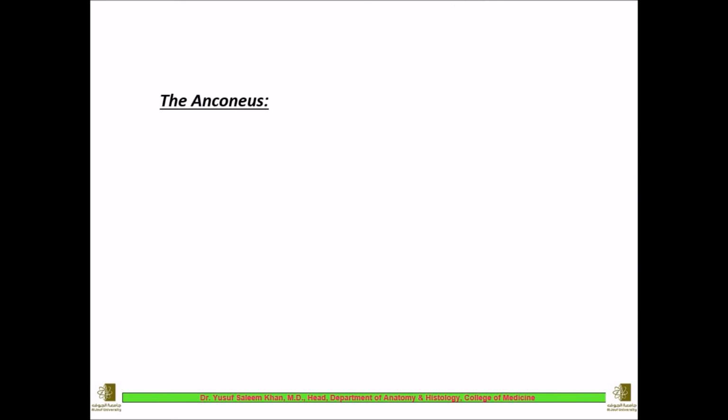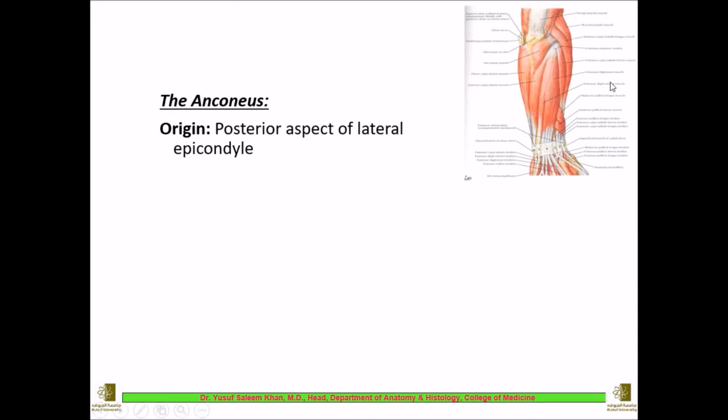Now going to the last muscle, a small muscle, that is called the anconeus. This is the smallest muscle in the extensor compartment, in the superficial muscles. This is the anconeus. It will be taking origin not from the common extensor origin, but it has shifted slightly backwards, and it will be taking origin from the posterior aspect of the lateral epicondyle. Instead of the lateral epicondyle, it will be taking origin from the posterior surface of the lateral epicondyle.